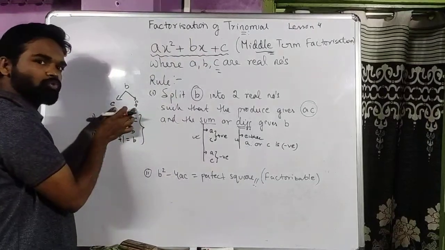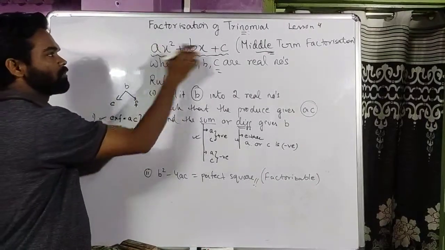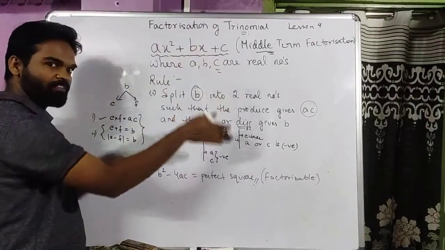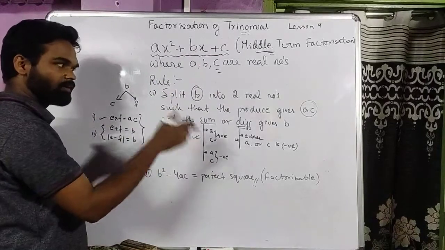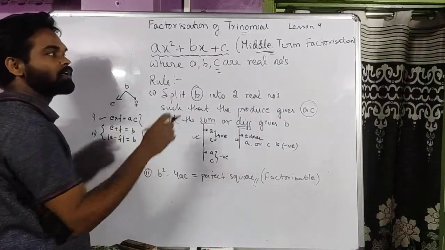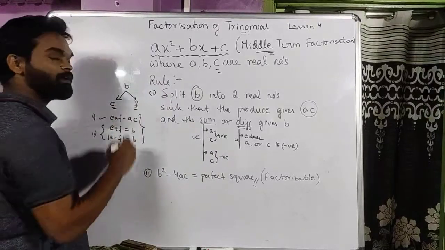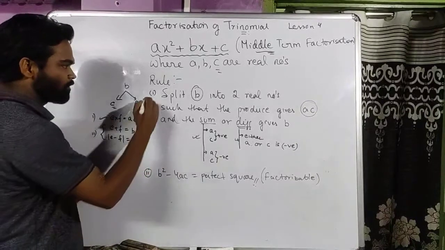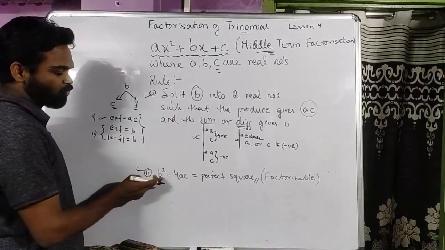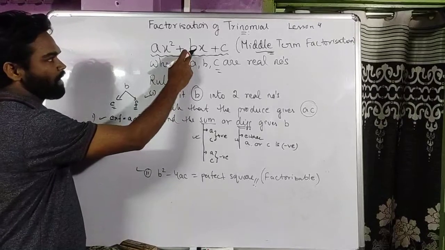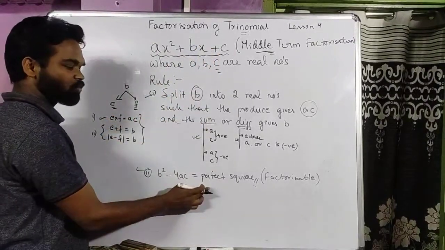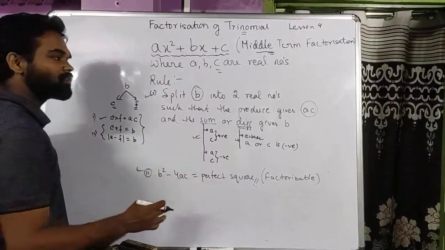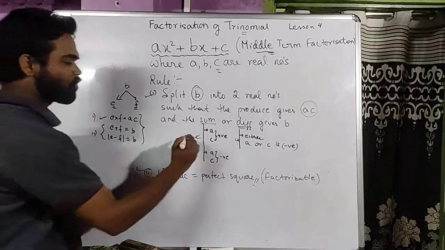Now, how do we get these two numbers? Very easy. You find the product of ac, find all the prime factors, and then we'll arrange those prime factors in such a way that we get e and f. We'll do the sums and it will be clear. One more thing we need to remember: if b square minus 4ac is a perfect square, then only you can factorize this equation. Otherwise, we can't factorize. Please copy this.